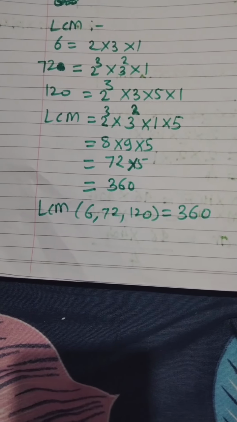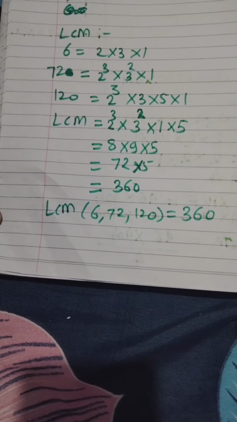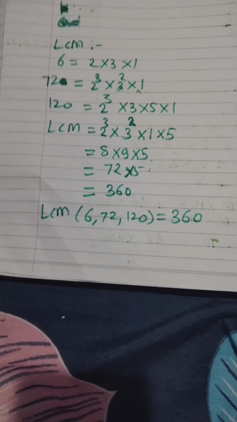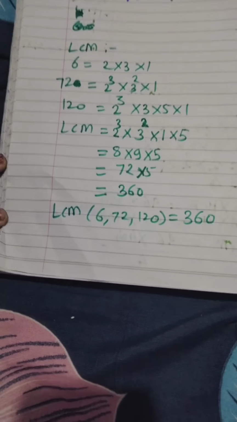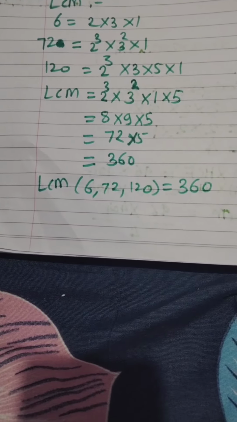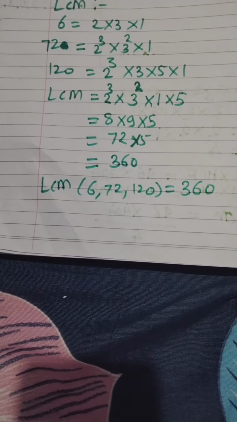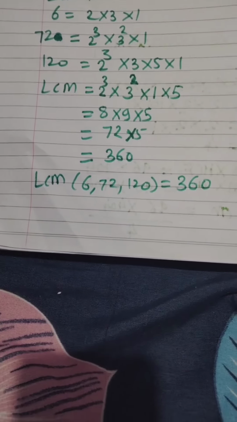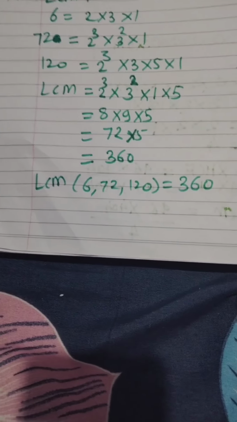Now to find the LCM of 672 and 120, we again write 672 and 120 as a product of their prime factors. Now to find the LCM, we write common factors and also the factors which are not common. So for 672 and 120, here 2 is a common factor. We take the common factor with the highest power. So here 2 is the common factor and the highest power is 3. Therefore, we write 2 raised to the power 3.